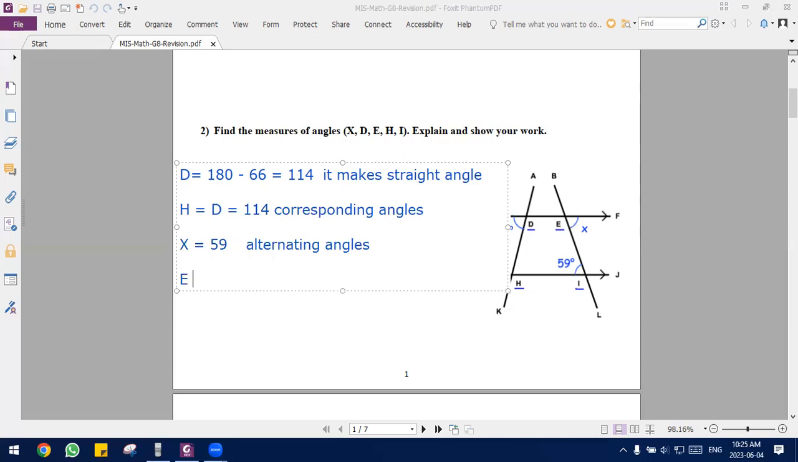Now, angle E is so easy. We said that x and E create a straight angle. So to find E, we do 180 minus x, which is 59, equal to 121 degrees. And again, the explanation, we can say straight angle.